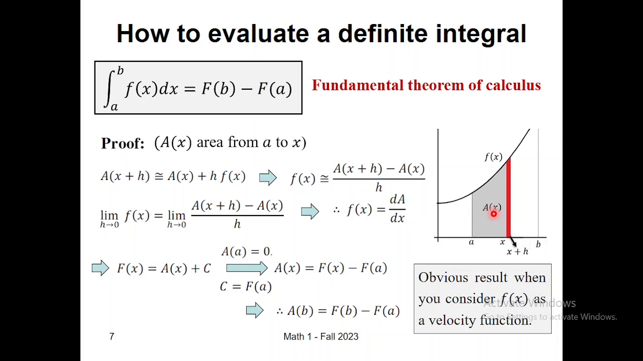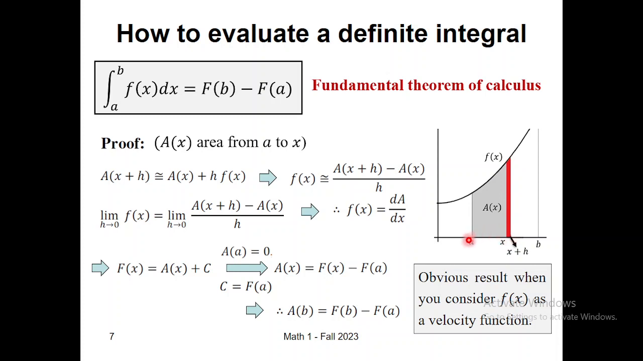But now, consider A of x to be the area starting from this fixed point a to any variable point x. Now, if you increase x with a small interval, increase with a small step h, you arrive at the point x plus h. Now, what about A of x plus h? It is the area from a up to x plus h. And you can say that it is the same area, A of x, but you have to add this red area. This red area has a very small width, so you can consider it as a rectangle whose height is f of x and width equal h.